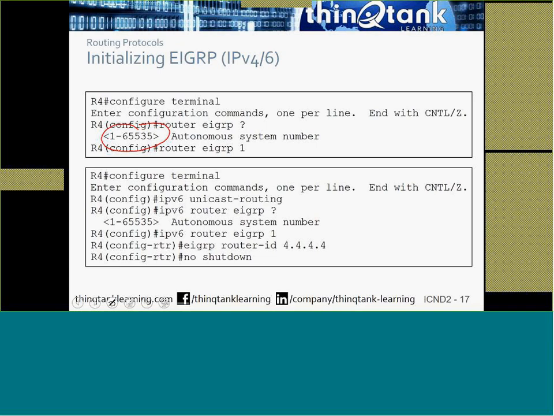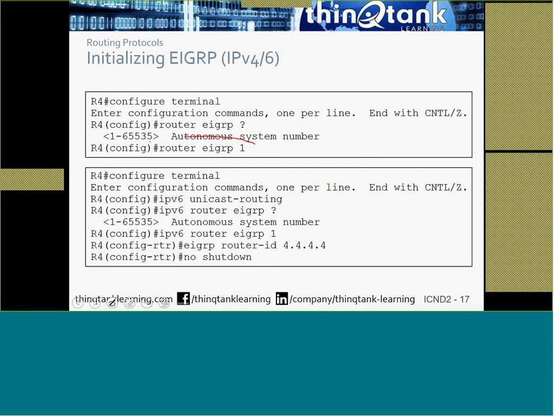So you can pick any number from 1 to 65,535. We're going to use 1 in our topology, but there's no difference between one number or the other. They all mean the same thing. As long as they match on all the routers, that's all that matters. Okay? Now, before I look at IPv6, because this is v4, this is v6, I'm going to do all the v4 stuff, and then I'm going to go back and do all the v6 stuff.